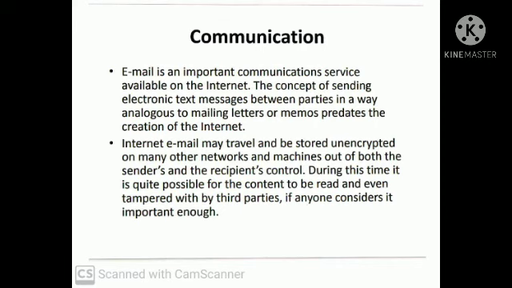Internet email may travel and be stored unencrypted on many other networks and machines out of both the sender's and the recipient's control. During this time, it is quite possible for the content to be read and even tampered with by third parties. If anyone considers it important enough, purely internal or intranet mail systems where the information never leaves the corporate or organization's network are much more secure.